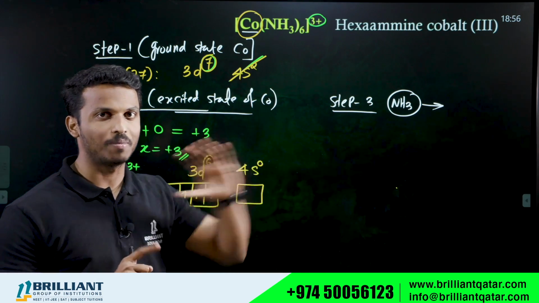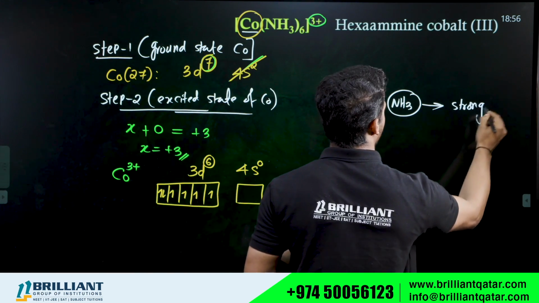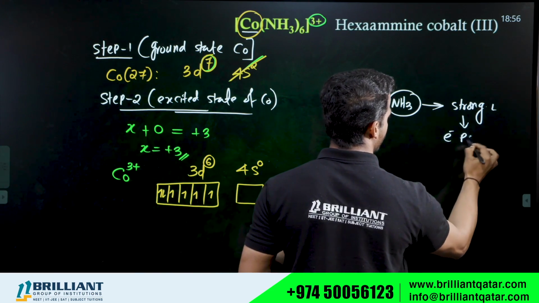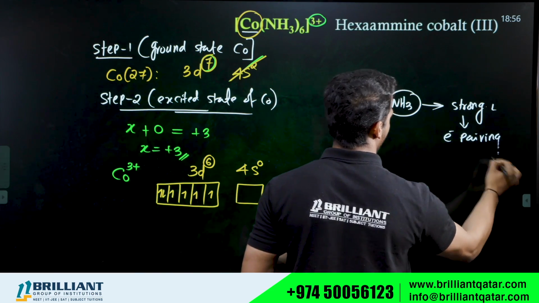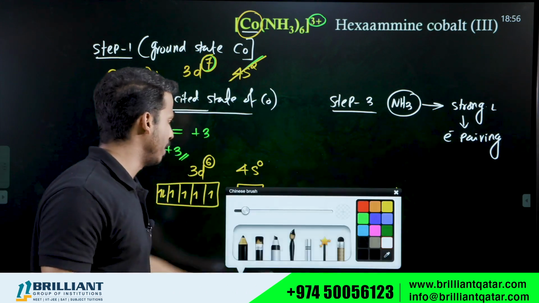We should know the spectrochemical series, okay? This is a strong ligand. And I told you what will happen if there is a strong ligand present. Electrons undergo pairing. All of you, the electrons undergo pairing. What is the meaning of pairing?